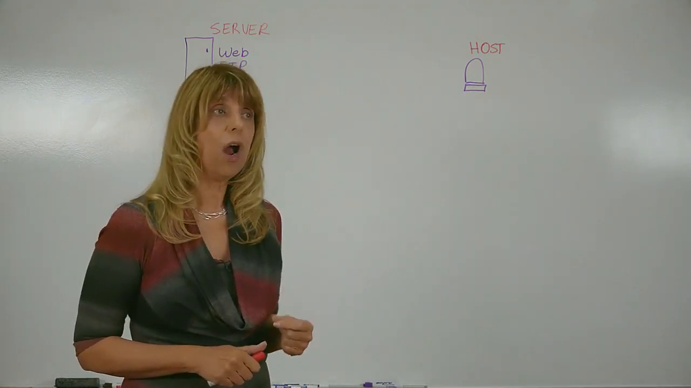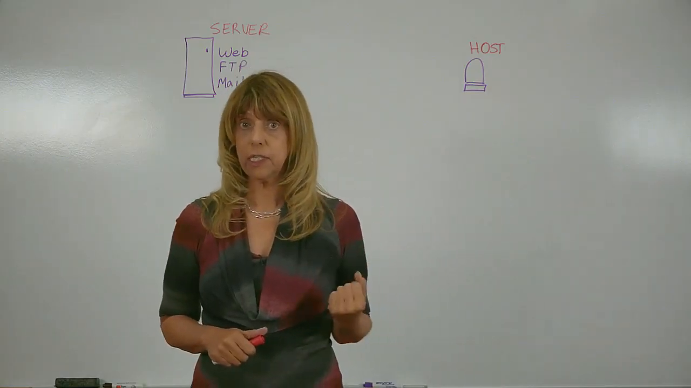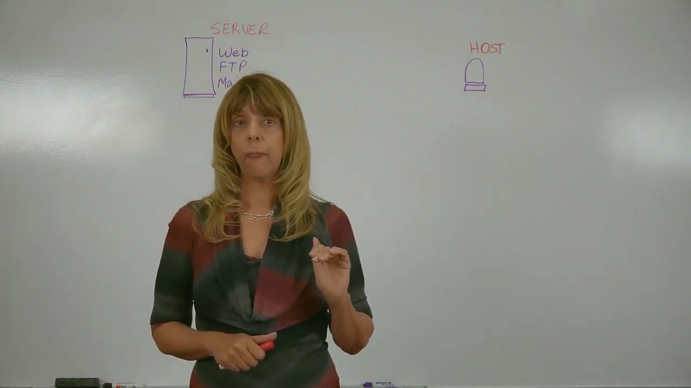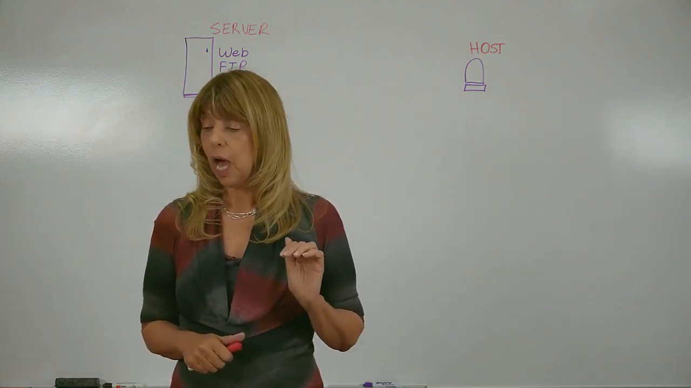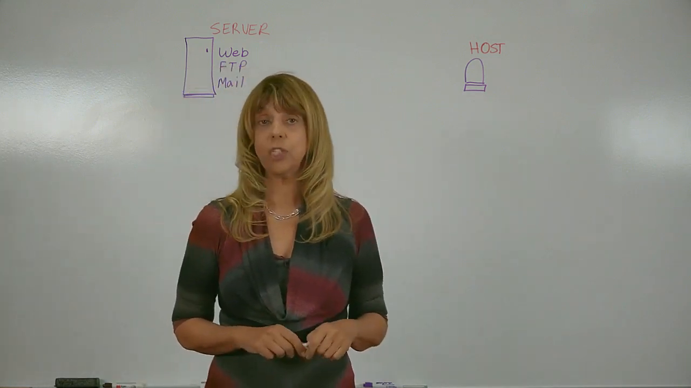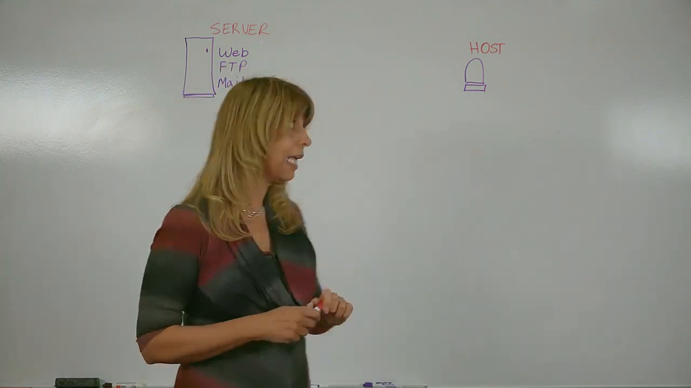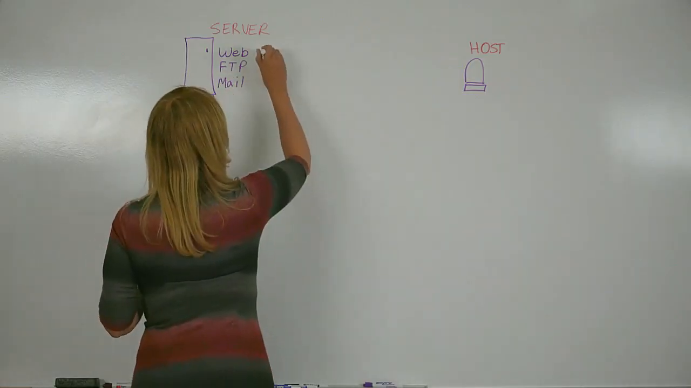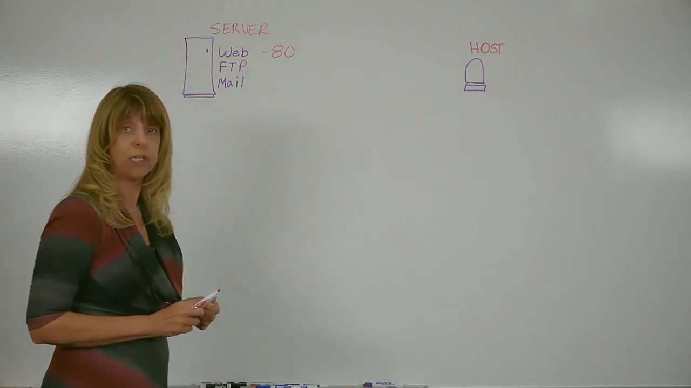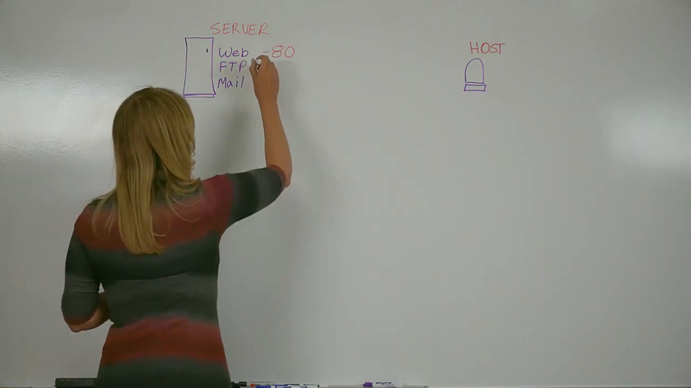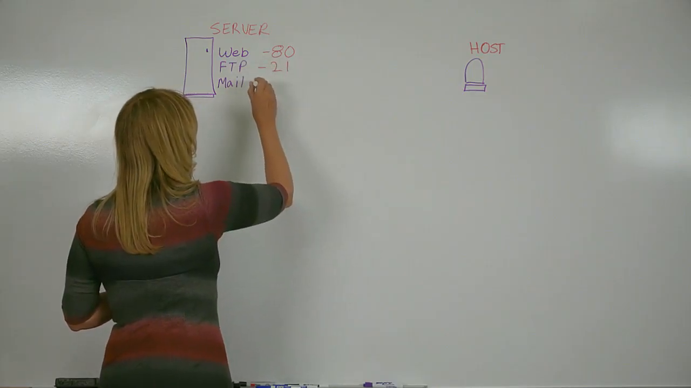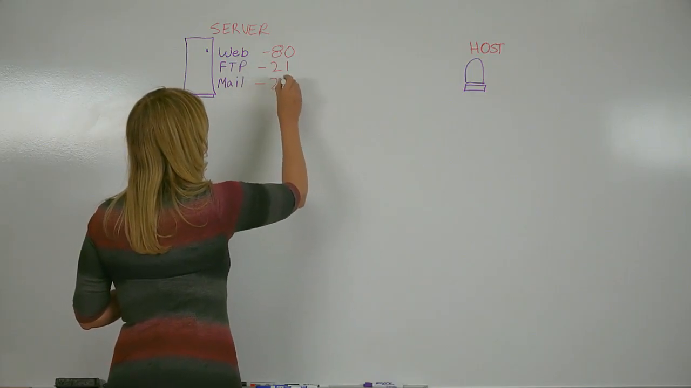Now, there are some standard services. Port numbers that are below 1024 are often called well-known ports. And the reason they're called well-known is because they're the most commonly used. For example, a web server listens for communications addressed to port 80. The FTP server to port 21. The mail server to port 25.